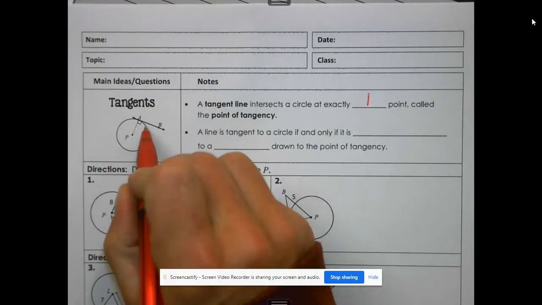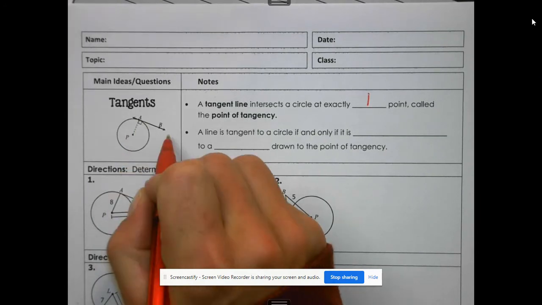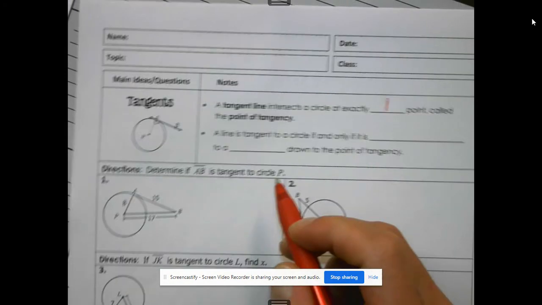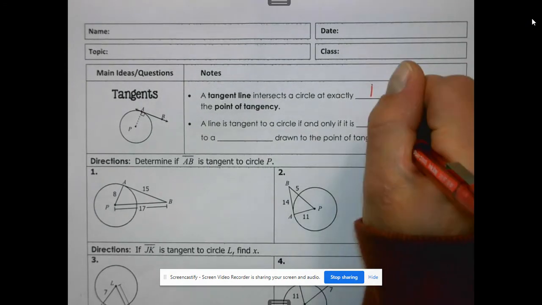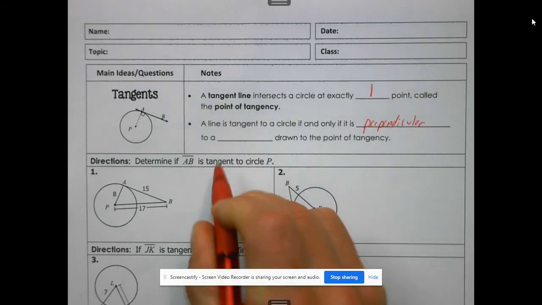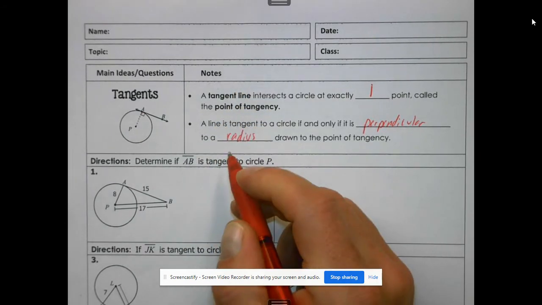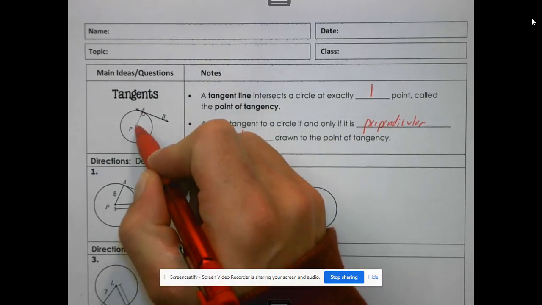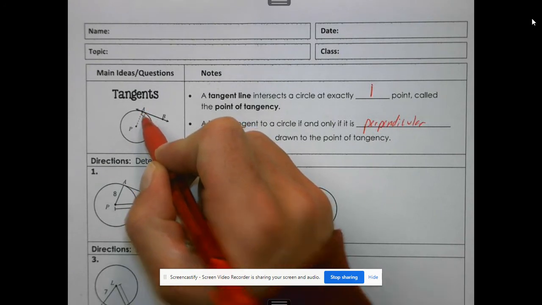So diagram over here, right here. Point A would be your point of tangency, right? It intersects a circle at only one point. So this is your tangent point right here. It says a line is tangent to a circle if and only if it's perpendicular to a radius. If you don't know what a radius is, make sure you have your circle notes right next to you. Drawn to the point of tangency. So this is the radius. The line of tangency will meet that point at 90 degrees.